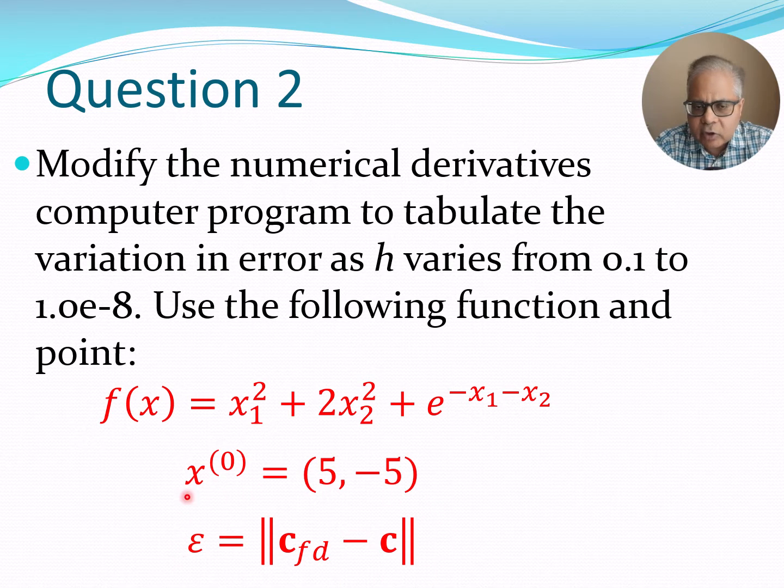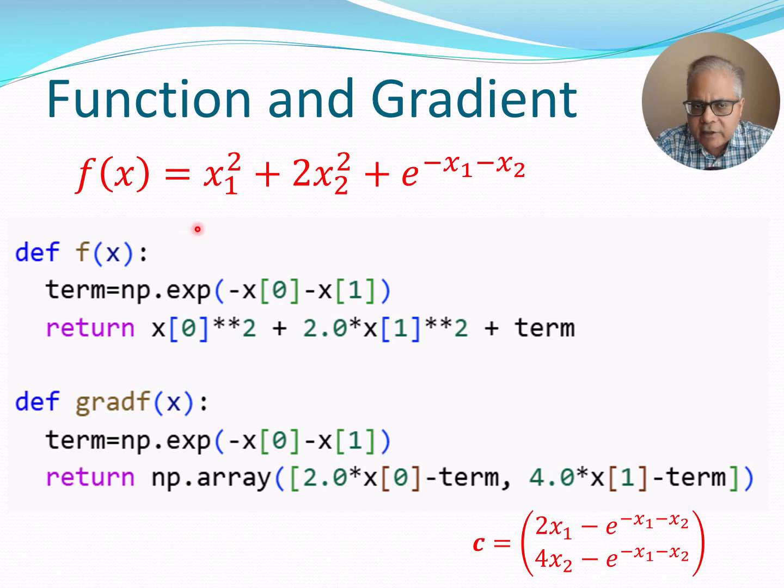We are going to use this x0 value to calculate the derivative at this point. And of course, the epsilon value has to be calculated. That is the norm of the difference between CFD and C. CFD is the gradient obtained through finite difference, and C is the exact gradient which we obtain by differentiation. Let's code in the function and the gradient. So we have coded these in Python. This is the Python function for the function, and this is the Python function for the gradient.